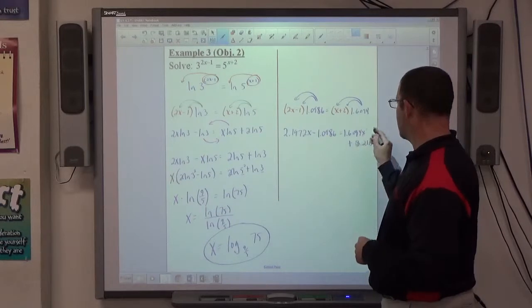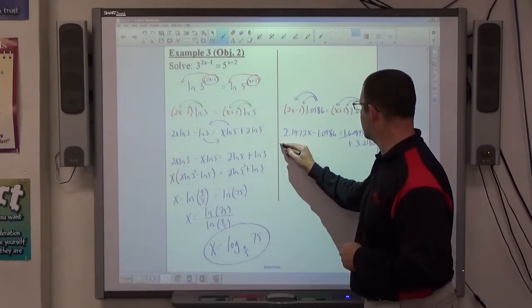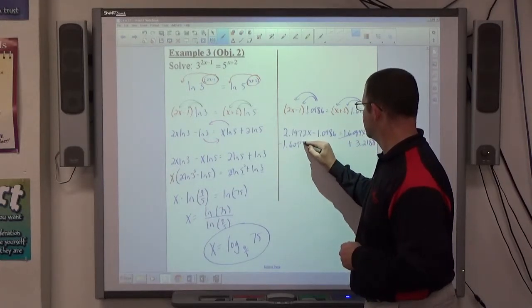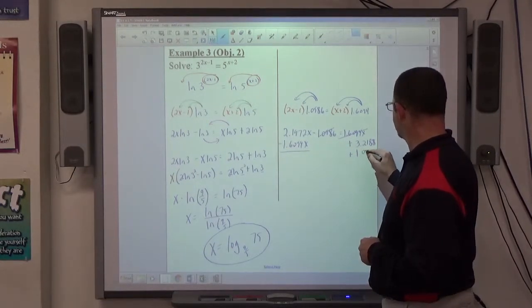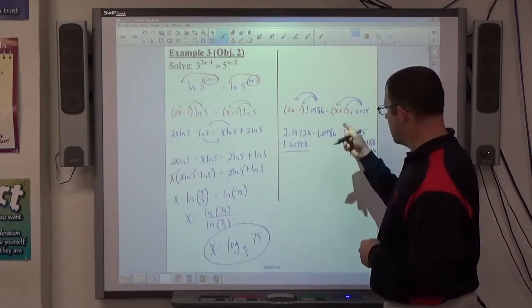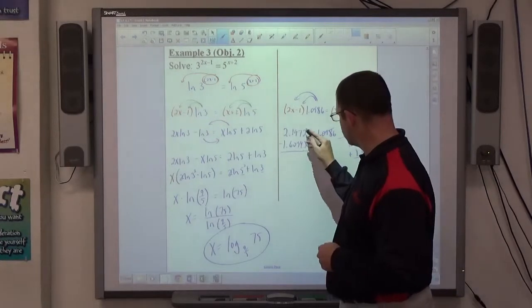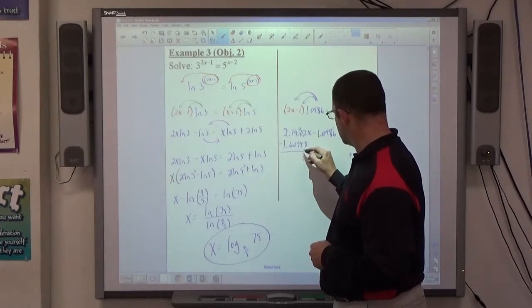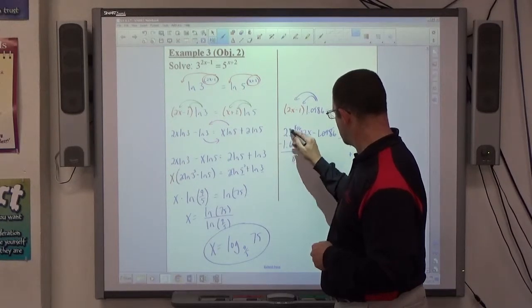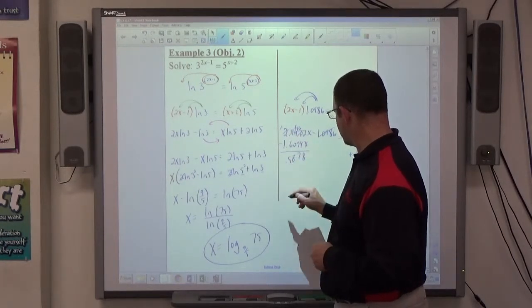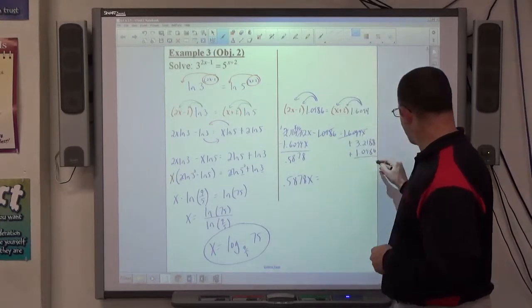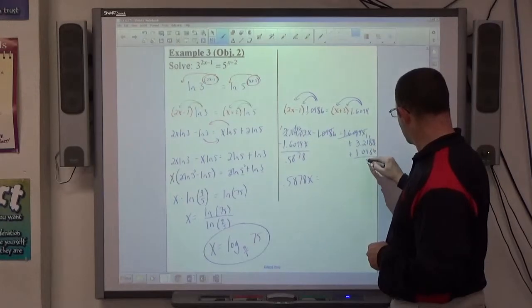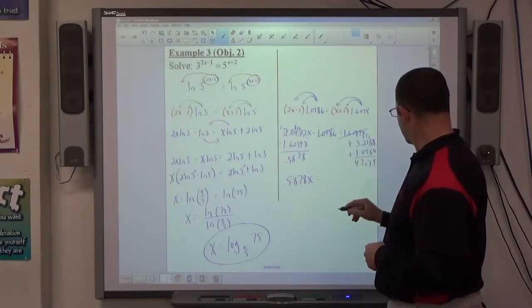Again, moving things around, I'm going to move 1.6094x over here, move 1.0986 over here, subtract 0.5878. And add these up, you get 4 carry 1, 7, 4.3174.